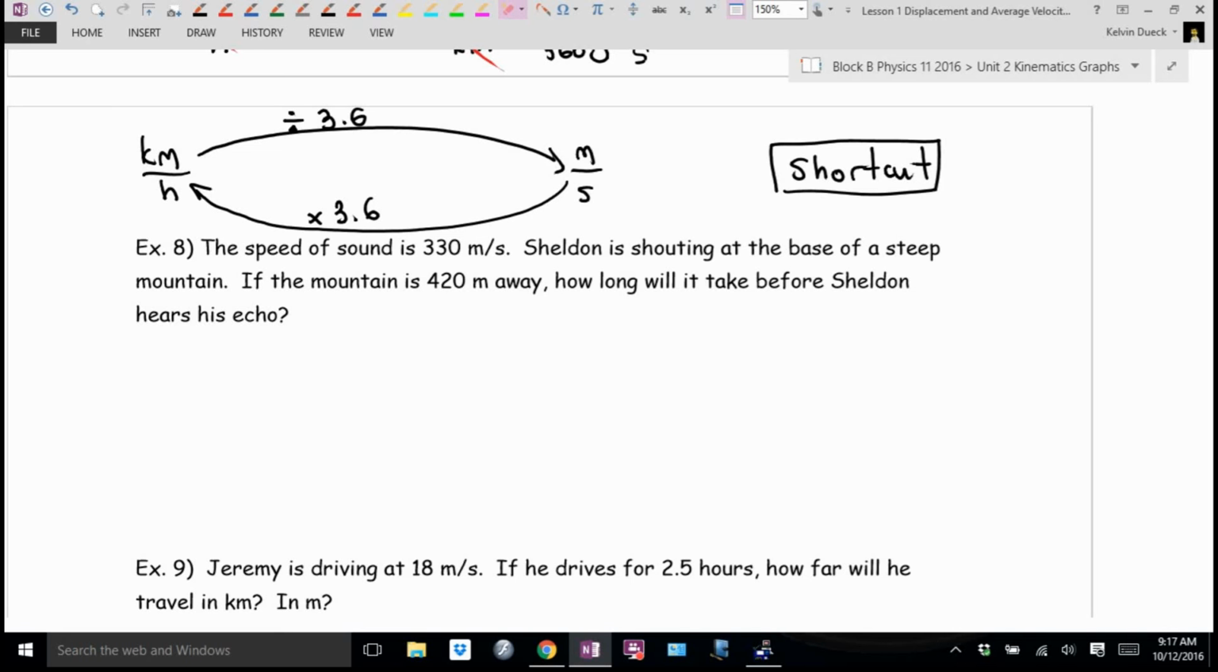Or if you time how long it takes you to hear your echo, you can figure out how far away the mountain was, which is kind of nerdily cool. What's this question asking me to find? Probably time. t equals question mark?